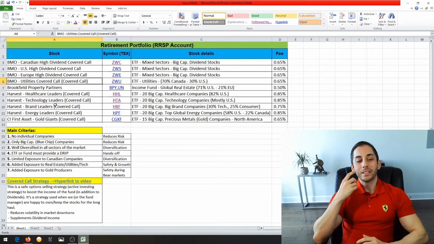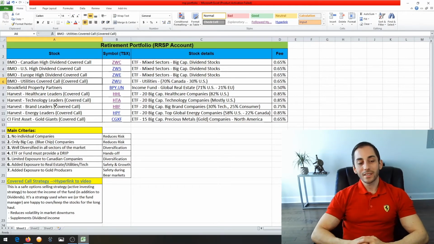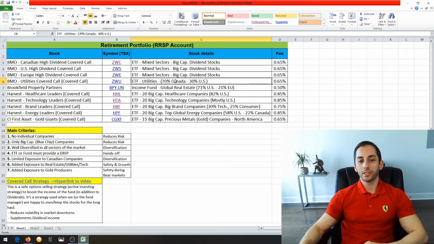All right, guys, so the next couple of funds are really sector specific. The first one is called the Utilities Covered Call Fund, also from BMO. This obviously gives you exposure to the utility sector, a very defensive sector. 70% exposure in Canada and 30% in the US.